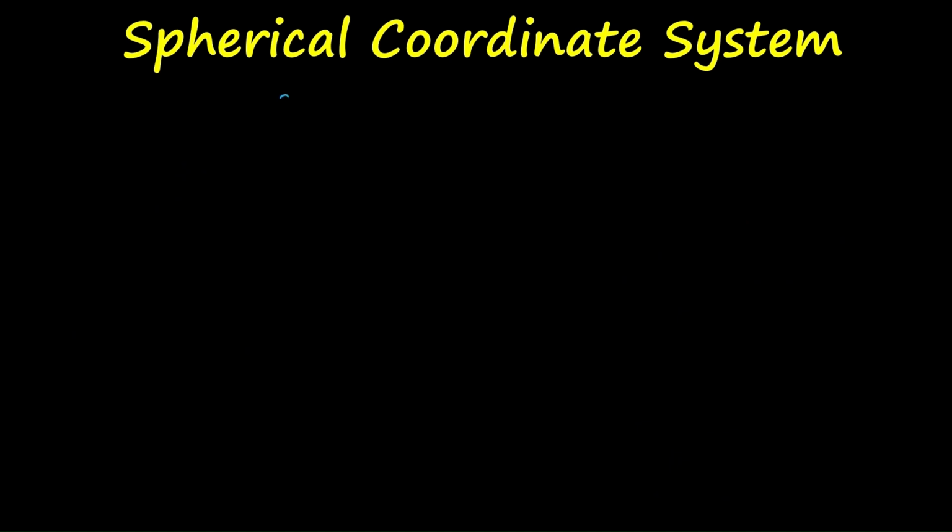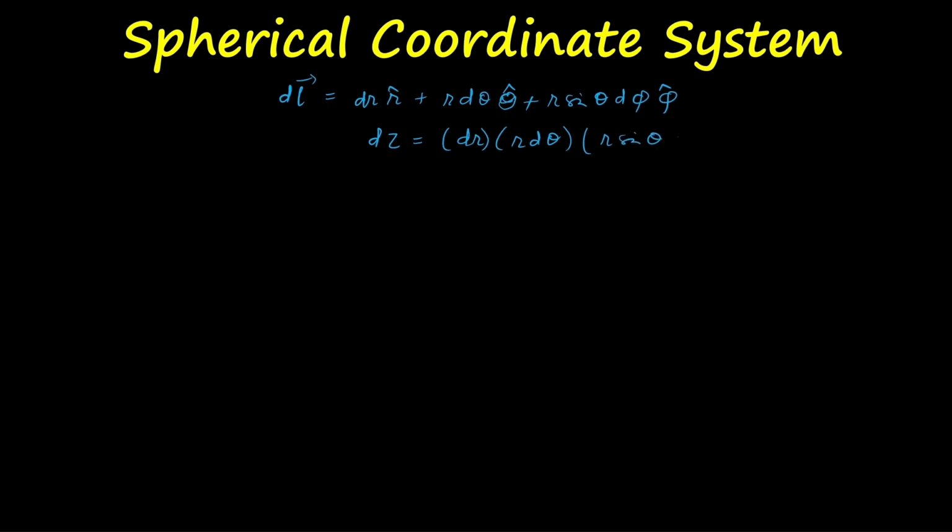Now let us write down the expression of the increment. That is dr along r direction, r d theta along the theta direction, and r sine theta d phi along the phi direction. Now using this, we can even calculate the volume element. The volume element will be the change along the r direction into the change along the theta direction and the change along the phi direction, that is sine theta d phi. So we get r square sine theta dr d theta d phi.